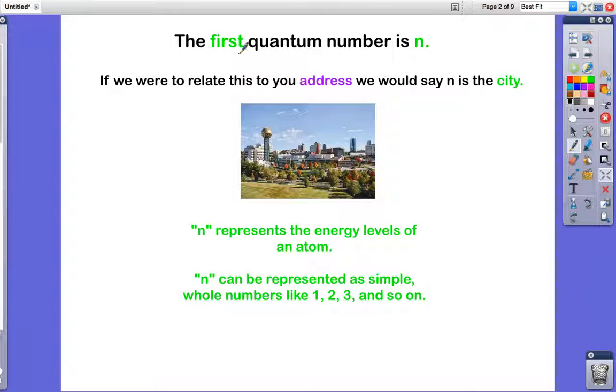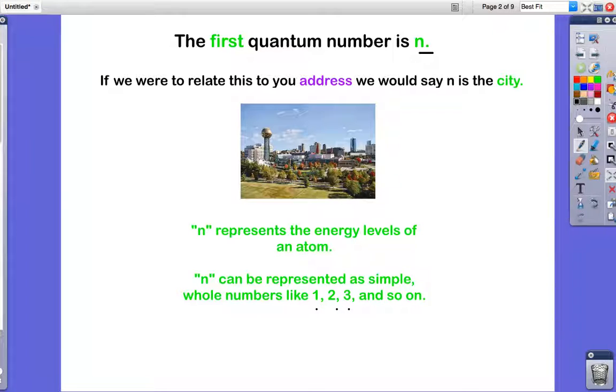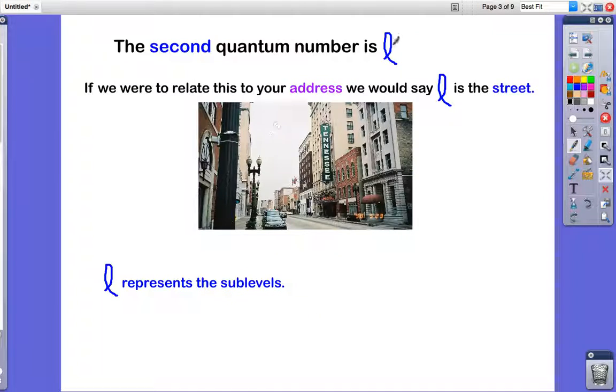So if we look at the first quantum number, it is n. If we relate this to your address, we would say that n is the city. N represents the energy levels of an atom, and can be represented as simple whole numbers like 1, 2, 3, and so on.